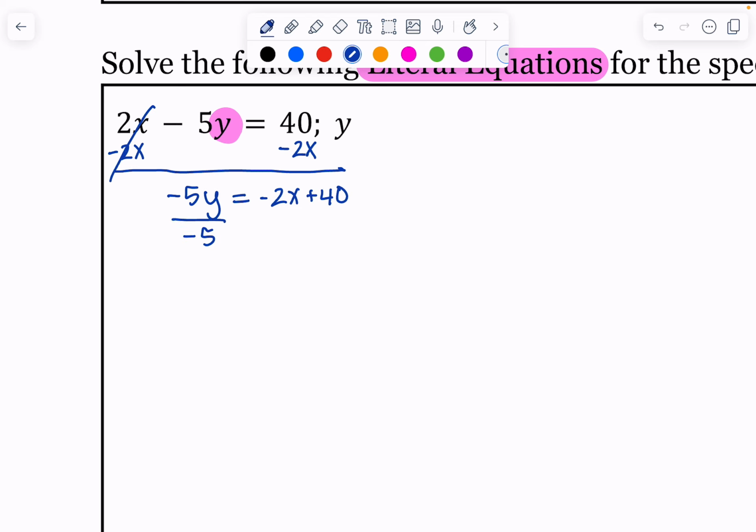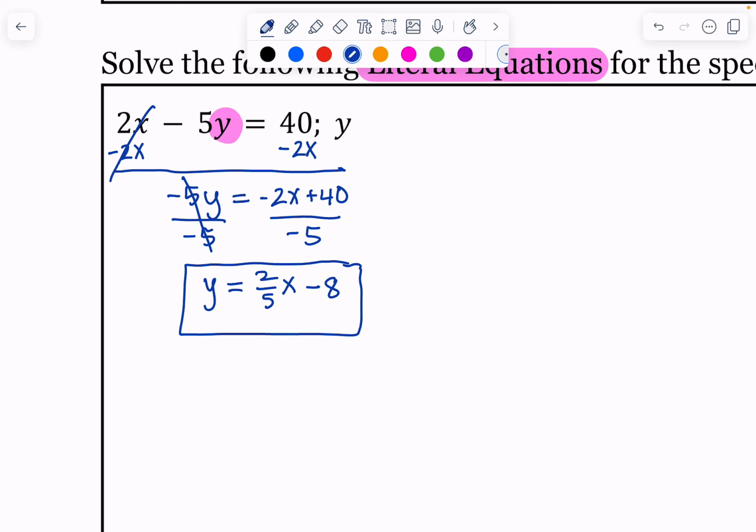And if I divide by negative 5 on both sides, I'm left with y on the left side. Now on the right side, notice here I divided the whole side by negative 5. And so what you're going to do is divide each piece by negative 5. So for the first piece, negative 2x divided by negative 5, the negatives just cancel out and you're going to have 2/5 x. And then the second division would be 40 divided by negative 5, and that's going to be minus 8. So we solve for y, and we have variables in our answer, and that's why it's called a literal equation.